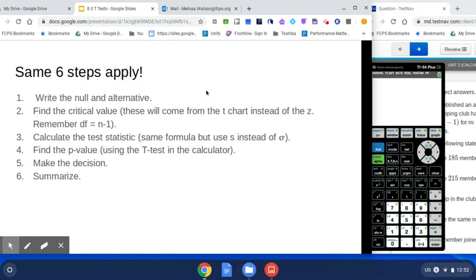The same 6 steps apply to our process, so we're still going to be writing the null and alternative hypothesis. Step number 2, we're still going to be finding the critical value, but again, we're going to be finding the t critical value instead of the z. Remember that the degrees of freedom is found by taking the sample size minus 1. We're going to calculate the test statistic using the same formula, but instead of having sigma, the population standard deviation, we're going to have s, the sample standard deviation. We're going to find the p-value on the calculator using the t-test function. We're still going to be making the decision and summarizing the results.